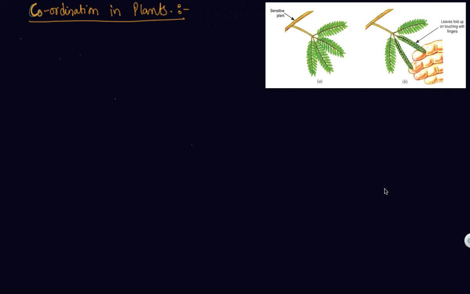So in today's lecture, we will discuss how coordination in plants takes place. Animals have a nervous system for controlling and coordinating the activities of the body, but plants have neither a nervous system nor muscles to respond. So how do they respond to stimuli?